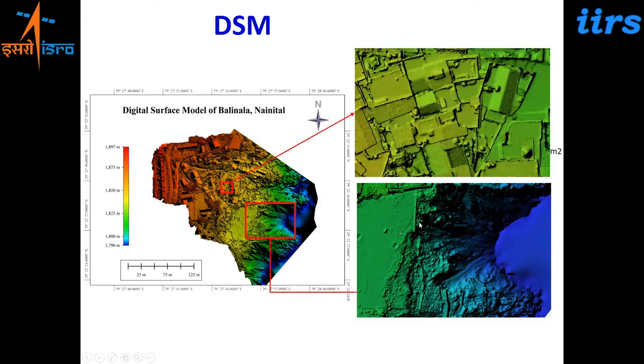So this is very high resolution information which was collected here. The roof terraces and small objects on the roof were also clearly visualized and mapped using this high resolution drone data set.